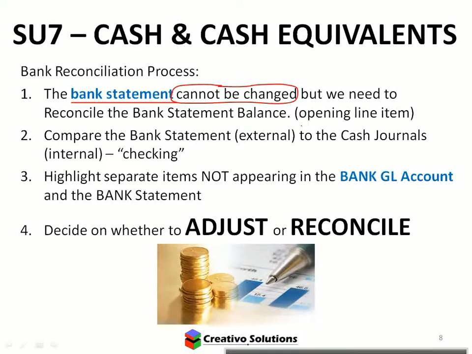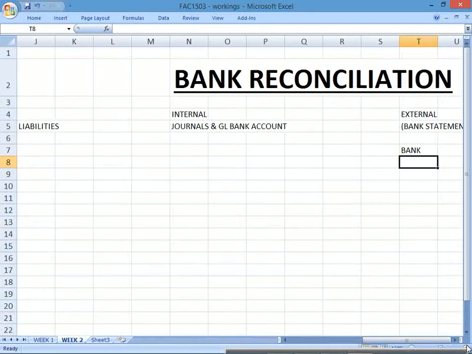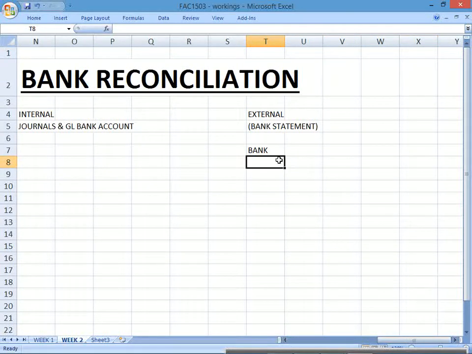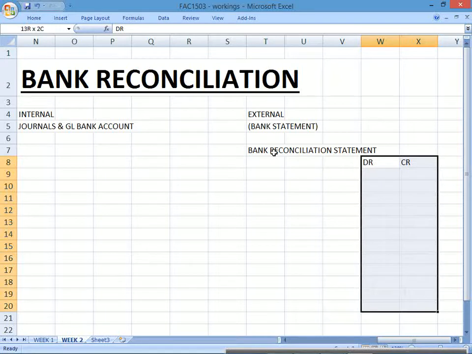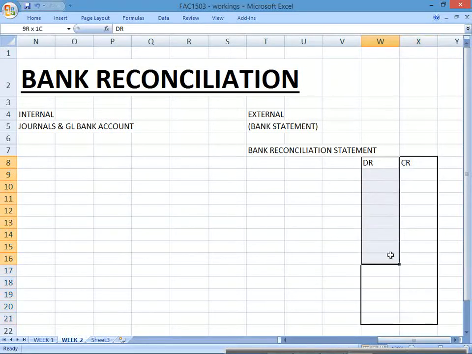We're going to have that as the opening line item in the bank reconciliation statement. So let's draw this up as we go. The first bit that we need to draw up is this: bank reconciliation statement. What does the bank reconciliation statement have? Well, it's literally two columns, a debit column and a credit column, and that's it. So draw that little bit up. There's the debit, there's the credit.